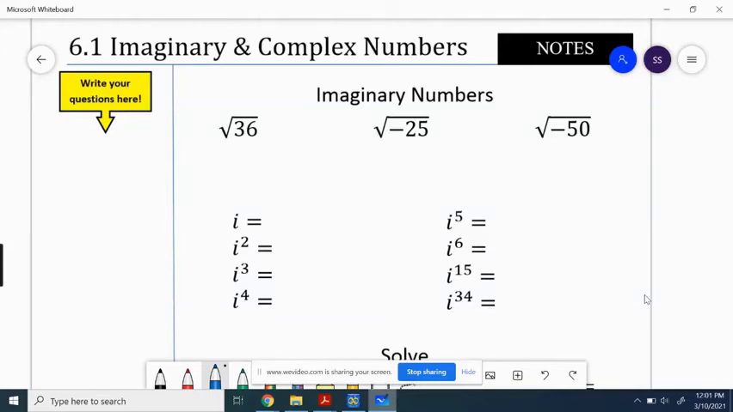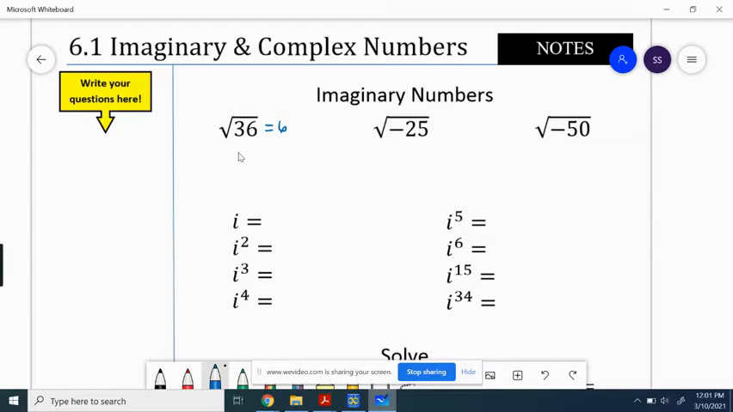Alright, this is 6.1, imaginary and complex numbers. So let's start out by looking at something that we already know, like the square root of 36. We know that when we have the square root of something, that means what number times itself gives you the number inside the square root. So what's the square root of 36? That would be 6, because 6 times 6 equals 36, right?